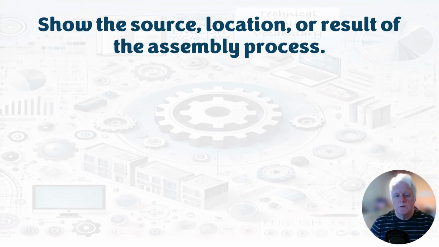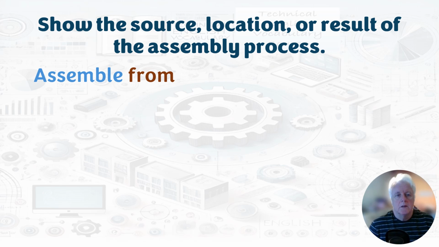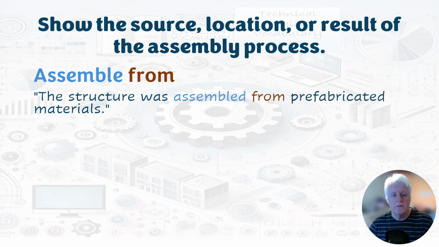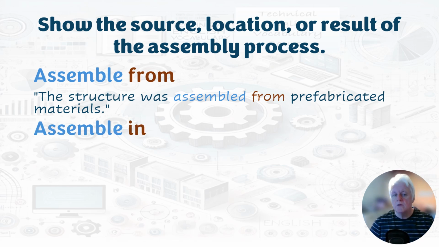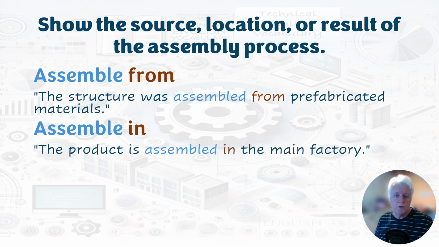If you want to talk about the source, the location, or the result of the assembly process, you may use these phrases. You might talk about assemble from. So the structure was assembled from prefabricated materials. You might talk about it being assembled in. And so we might say the product is assembled in the main factory. So here we're saying where it was assembled.